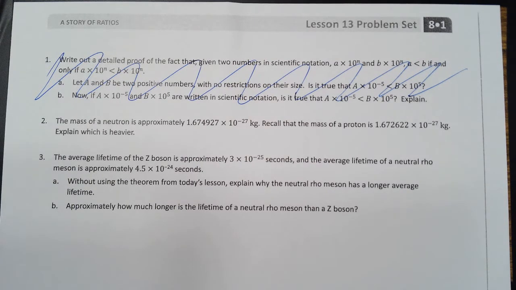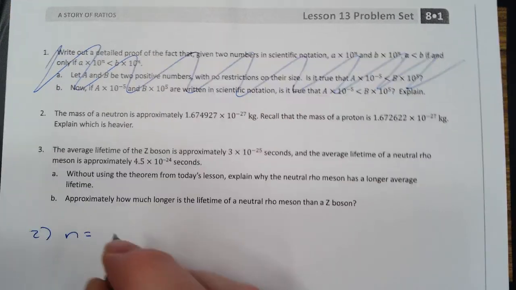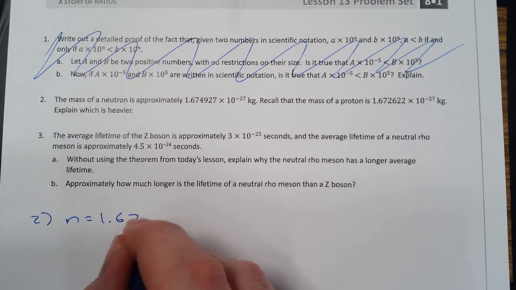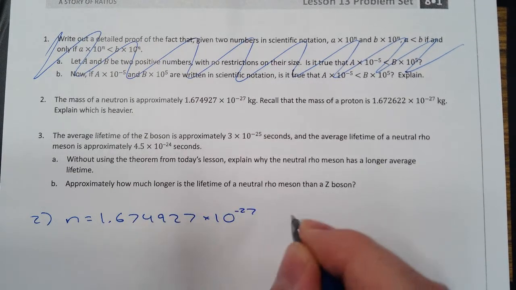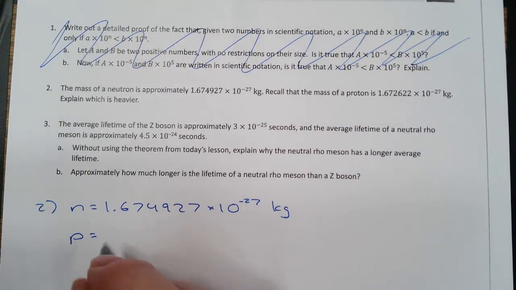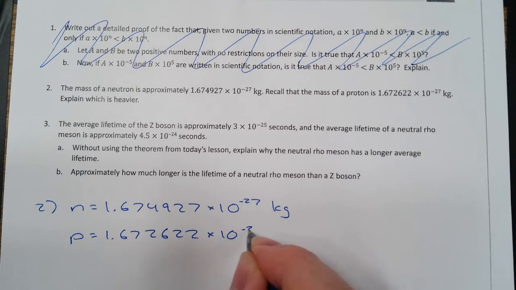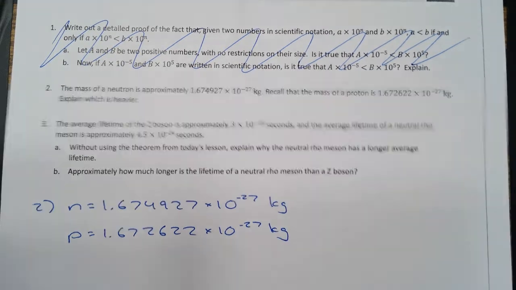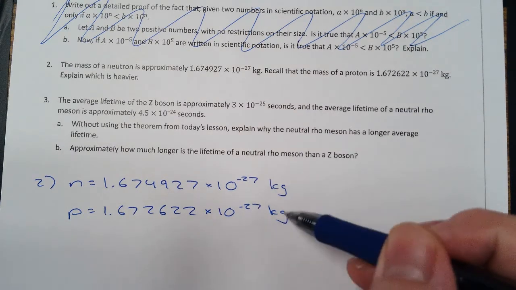Number 2, it says the mass of the neutron. So we have the neutron is 1.674927 times 10 to the negative 27th kilograms. And then it says the mass of the proton is 1.672622 times 10 to the negative 27th kilograms. Which one is heavier? In other words, which weight is greater?